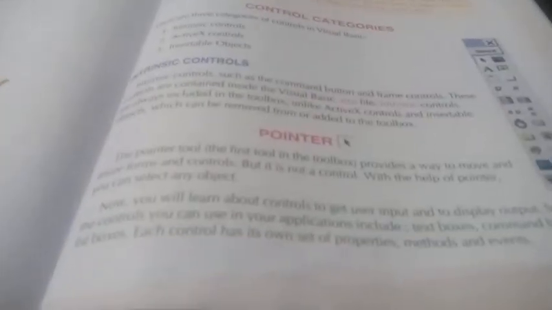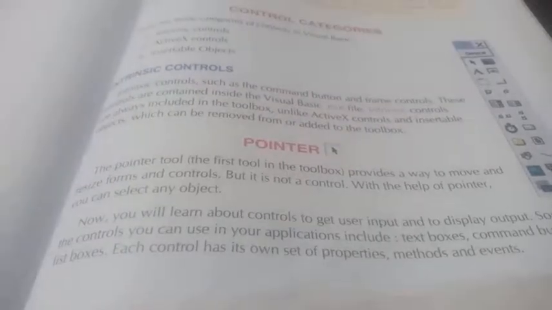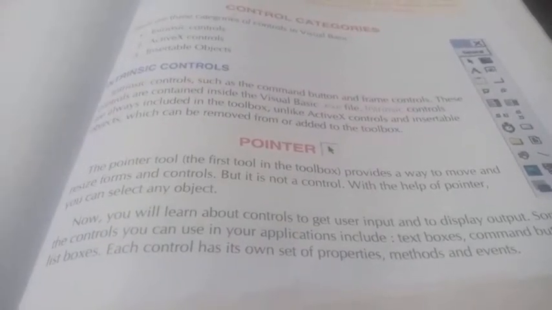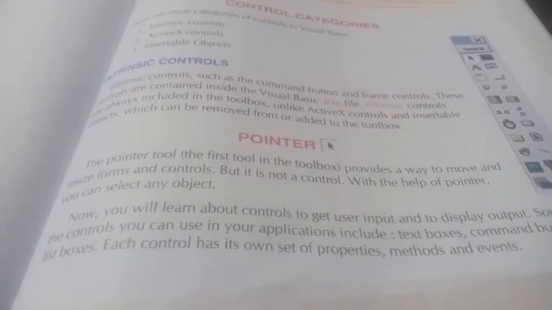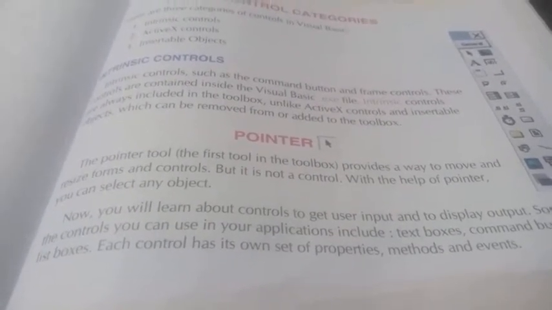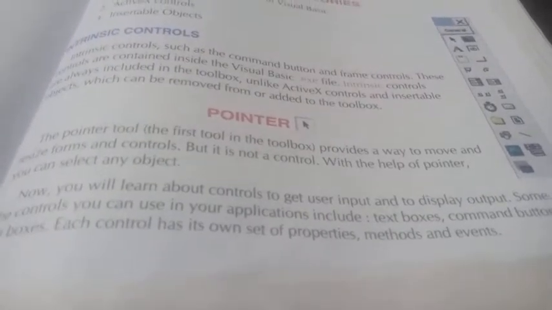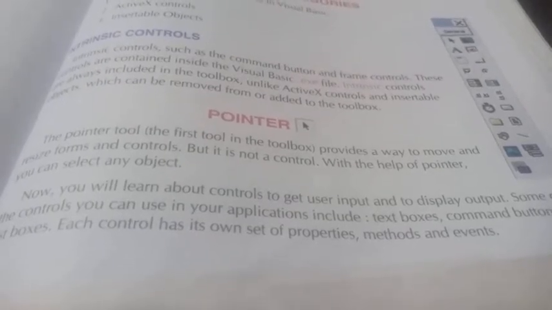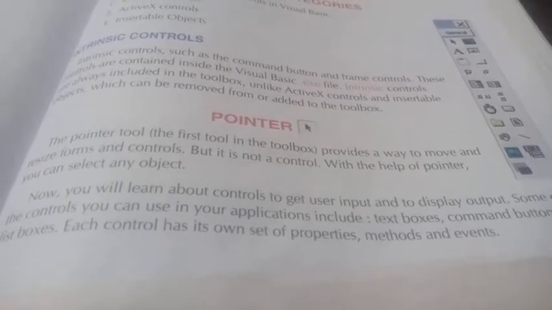The first one is the pointer. You can say the pointer is not a control, but you can select any object by using the pointer. This is the main thing. The pointer tool provides a way to move and resize forms and controls. So this is about the pointer, and you can select any object. And now we will move on to labels.